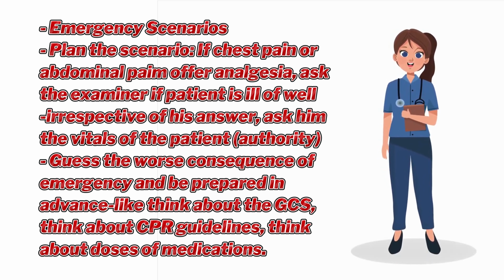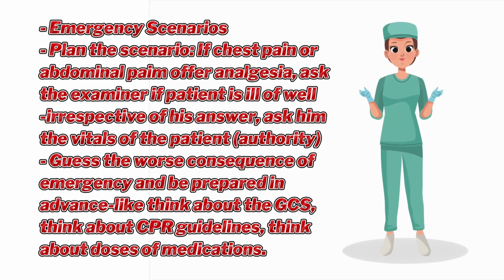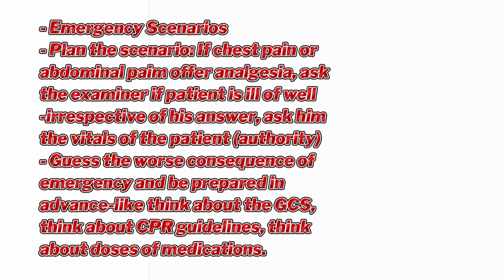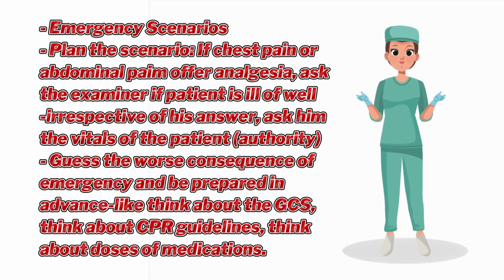Then the third thing I do is I will guess what are the worst consequences that can happen with this particular scenario. For example, if they say the patient is unconscious, I will usually think about the Glasgow Coma Scale, which is GCS. Then I'll quickly close my eyes and just try to see what are the things we look at in the Glasgow Coma Scale.